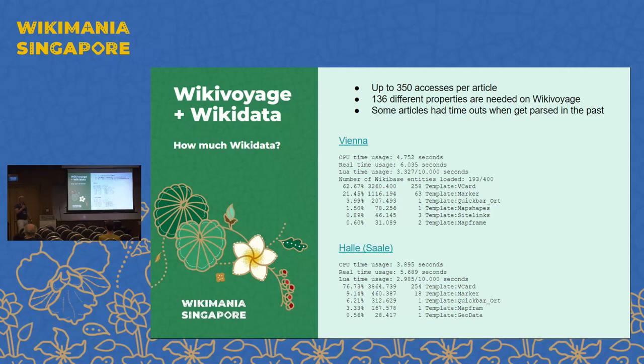To give you an overview of how we use Wikidata, there are some statistics. We have articles that have 350 database accesses in one article. In the past it happened that we got timeouts when our articles were parsed, but at the moment the performance is quite good. You see two of our articles, which use Wikidata quite heavily. In Vienna we have 250 templates called WeCard that all use Wikidata, so you have some idea how much we use it.